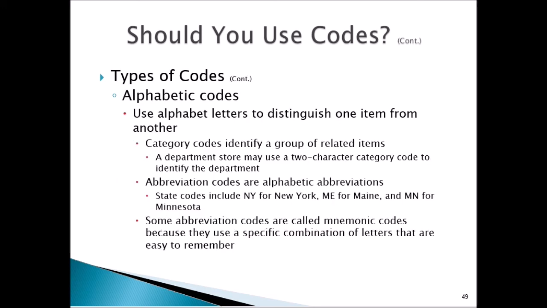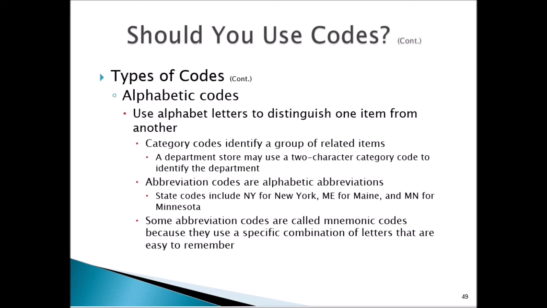Alphabetic codes use alphabetic letters to distinguish one item from another. There are category codes, which identify a group of related items, whereas a department store might use a 2-character category code to identify the department. So maybe MS would be men's shoes, maybe WS would be women's shoes. I'm really oversimplifying that, but that's the idea. I've never worked in a department store, so I don't have a good understanding of it.